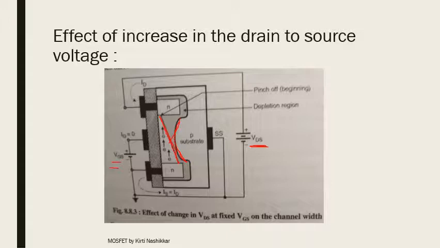Eventually, the channel width will be reduced to a point of pinch off and the saturation condition will be established, which is the same as that in a JFET or depletion type MOSFET. That means any further increase in VDS at the fixed value of VGS will not affect the saturation level of ID unless breakdown conditions are encountered.